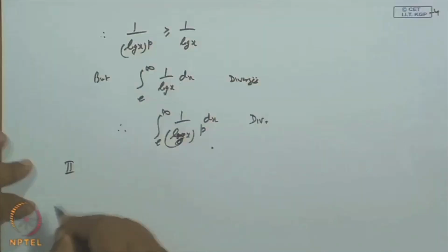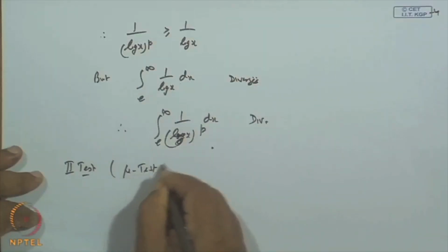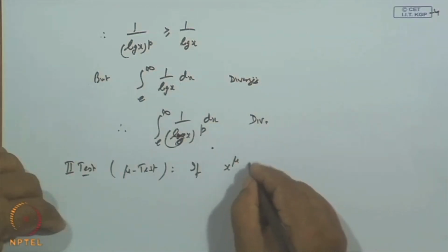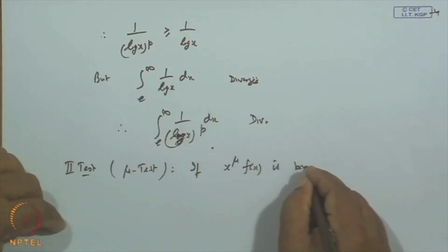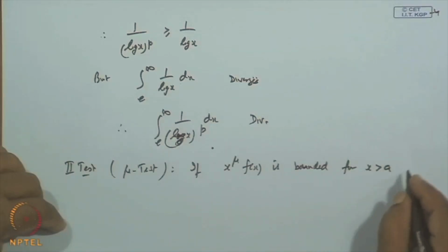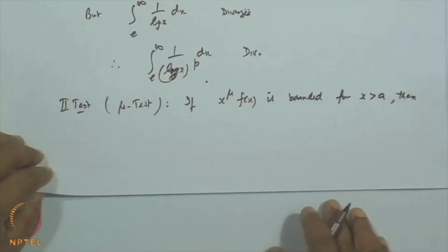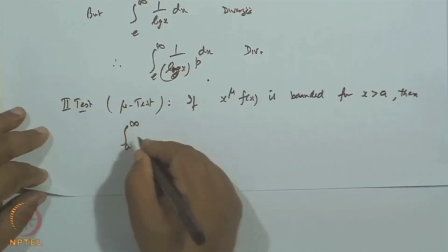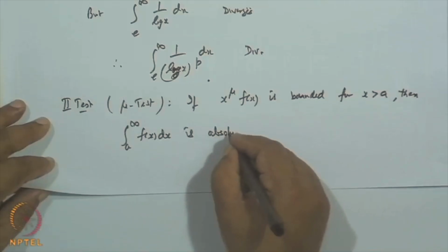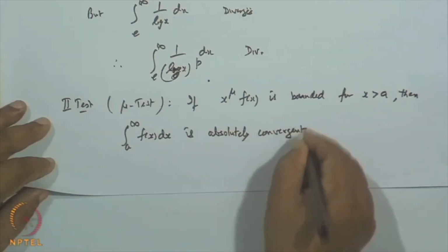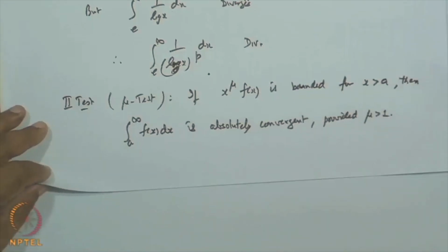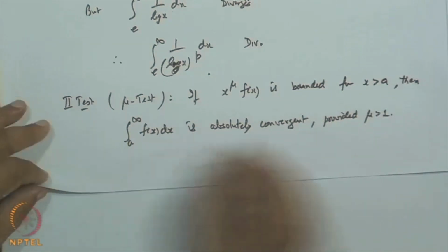The second test is the mu test. What it says is, if x to the power mu times f(x) is bounded for x greater than a, then the integral from a to infinity of f(x) dx is absolutely convergent, provided mu is greater than 1, and diverges otherwise.